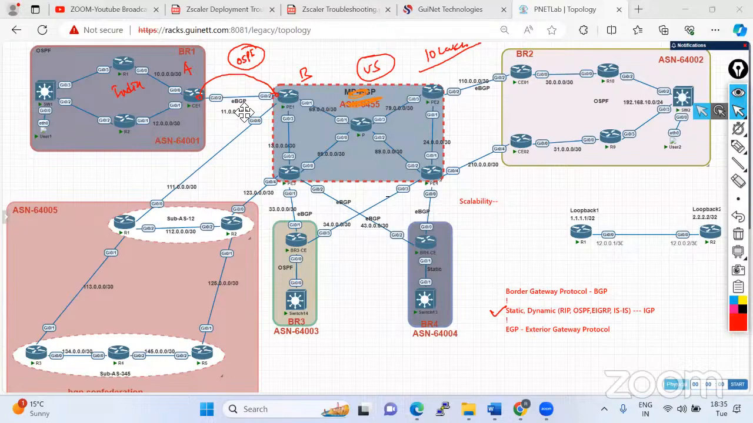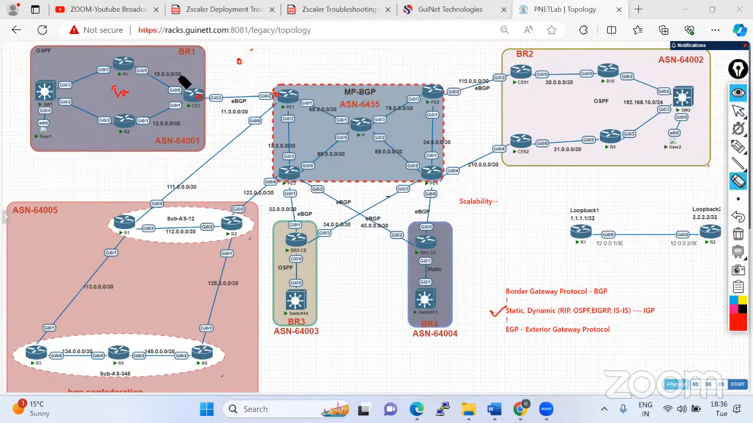And by considering these limitations, a protocol has been developed. That is the Border Gateway Protocol, that is BGP, right? BGP is especially designed to make the communication between two different entities, two different AS. AS means autonomous system, right?